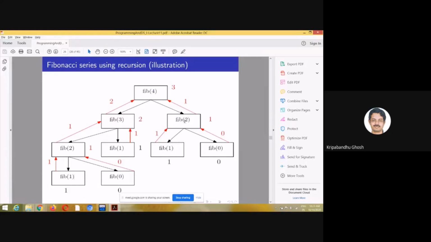But do we really need to do this? While calculating Fibonacci 3, we have already calculated Fibonacci 2, right? And while calculating Fibonacci 2, we had already calculated Fibonacci 1 and Fibonacci 0. So this part is also not required. So that's a different issue. I mean, that's a digression.